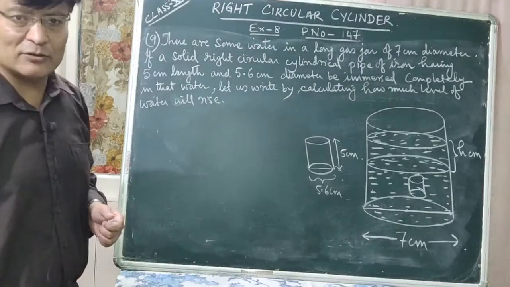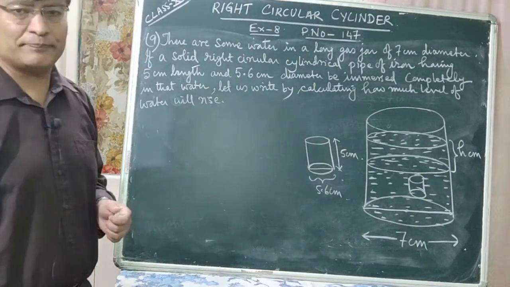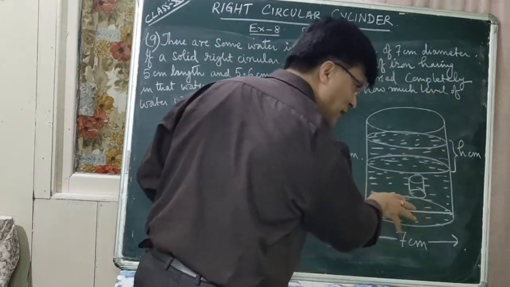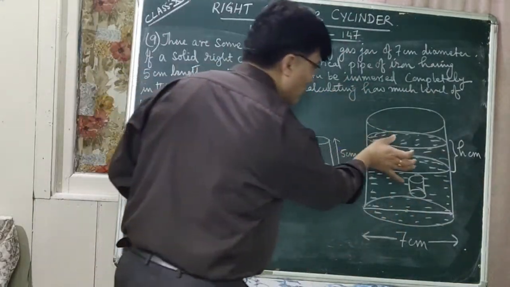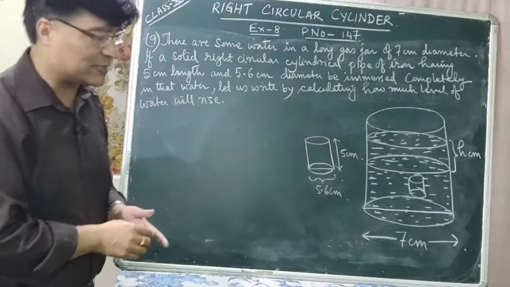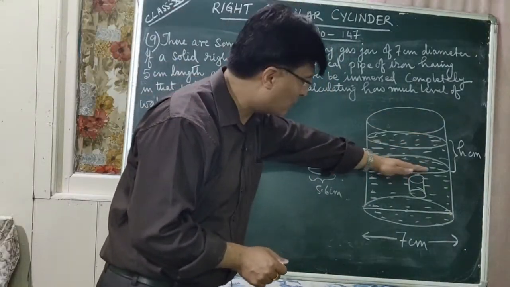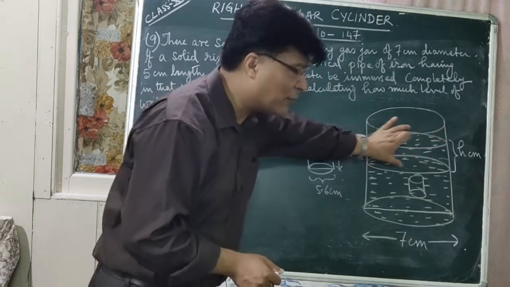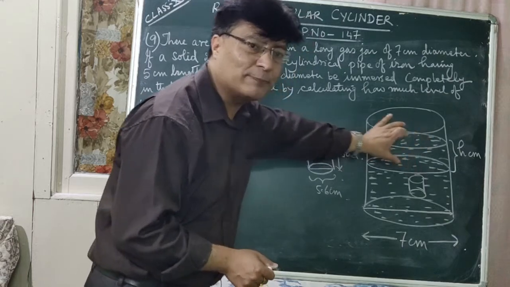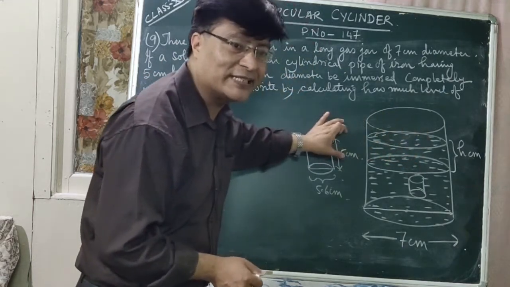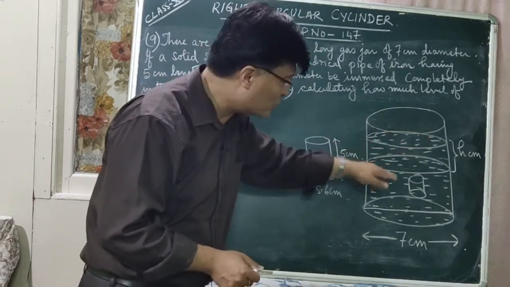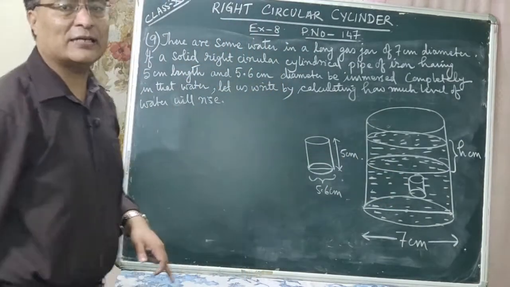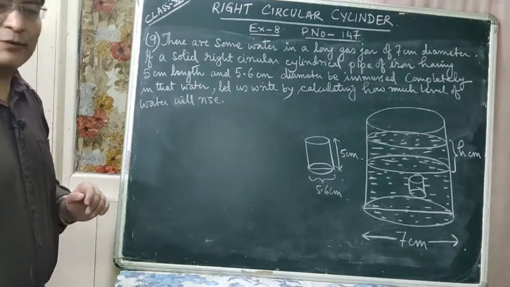Is that clear now? You must remember this. Volume of the cylinder that is completely immersed is equal to volume of the water displaced. The height that rose upward is the displacement, so its volume is called the volume of water displaced, that is equal to the volume of the cylinder that is completely immersed in that water. So I think you have understood it.